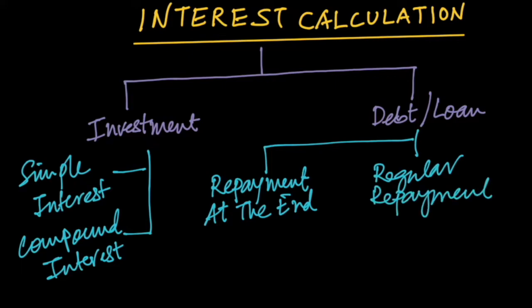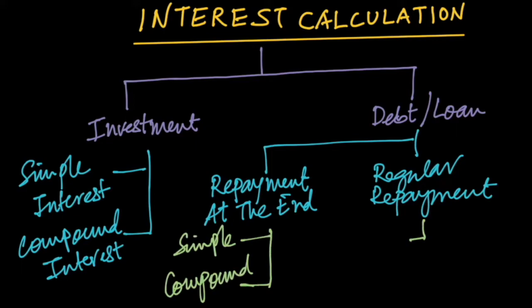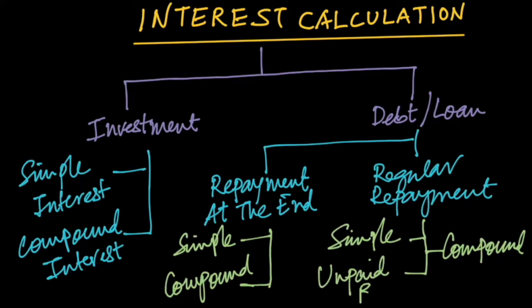Here as well it will be based upon simple interest or compound interest. In the regular repayment case, it is based upon simple interest, compound interest and unpaid balance. So let's see one by one. Let's start with simple interest.